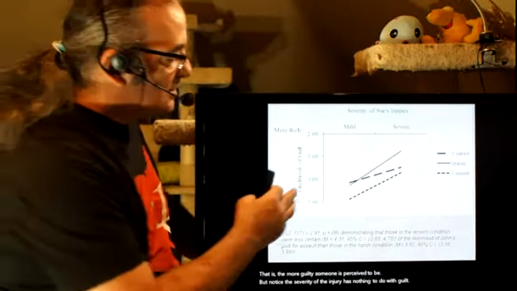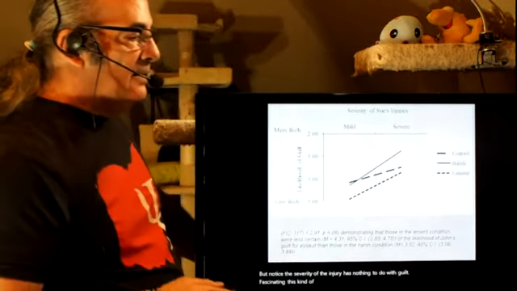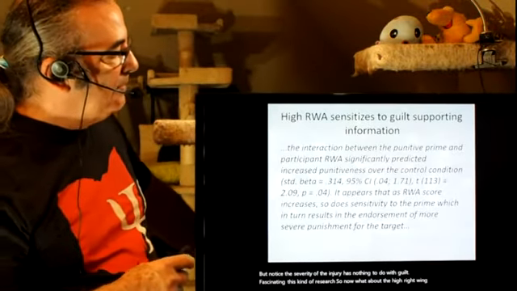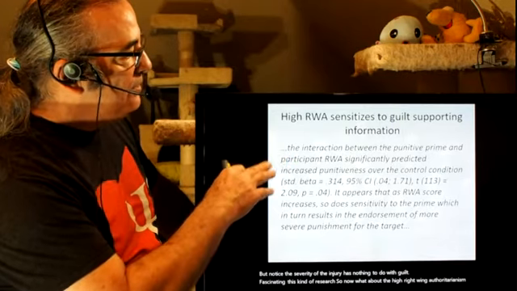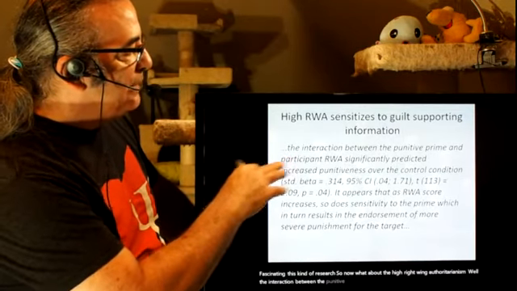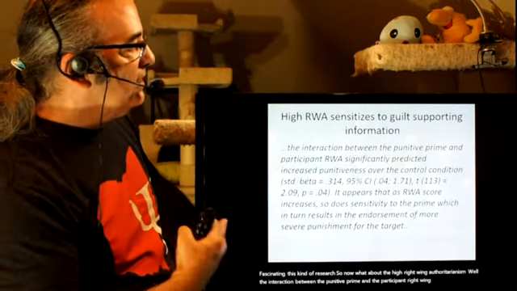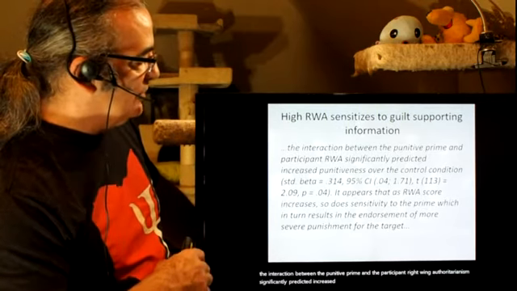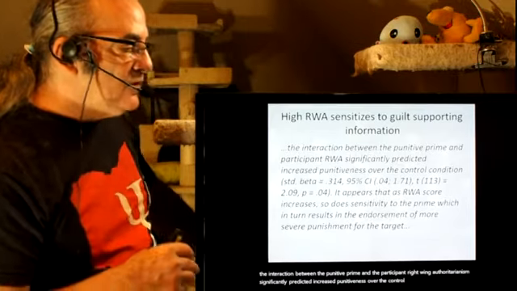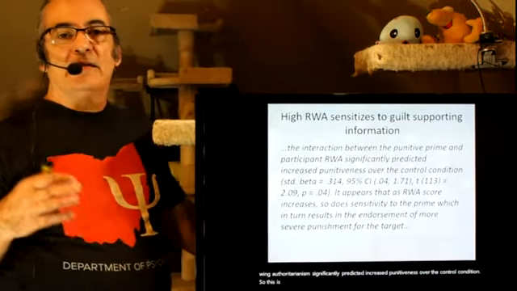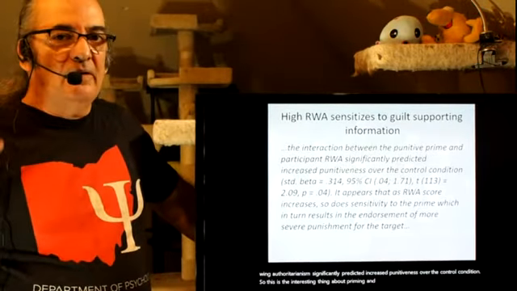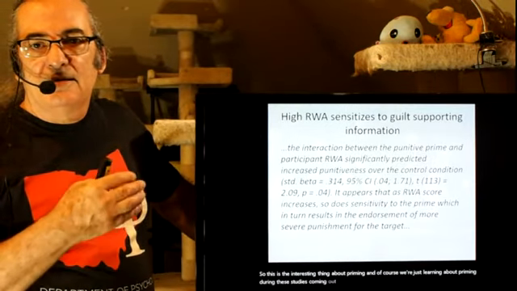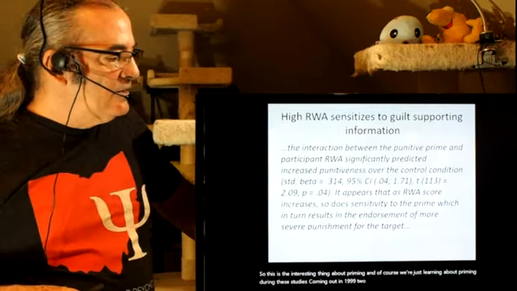Fascinating, this kind of research. So, now, what about the high right-wing authoritarianism? Well, the interaction between the punitive prime and the participant right-wing authoritarianism significantly predicted increased punitiveness over the control condition, right? So this is the interesting thing about priming, and of course we were just learning about priming during these studies coming out of 1999, 2000. Priming became all the rage, right?